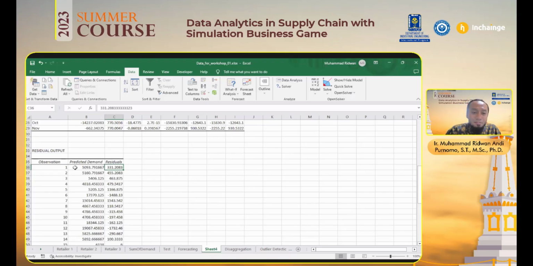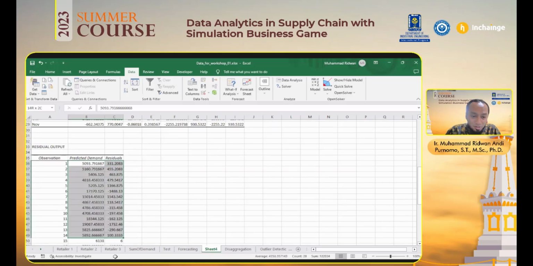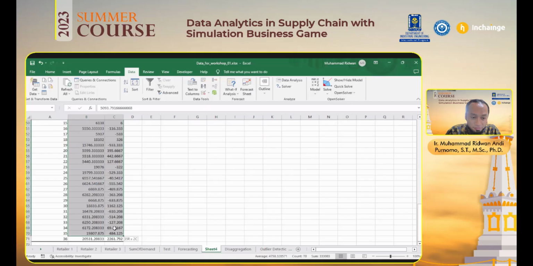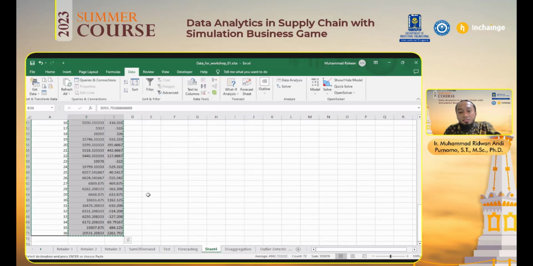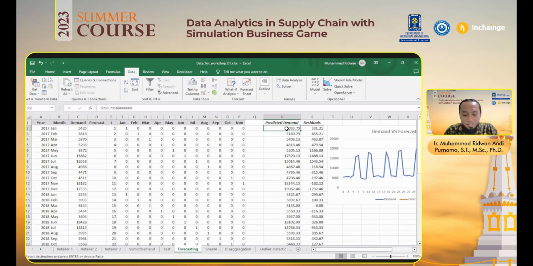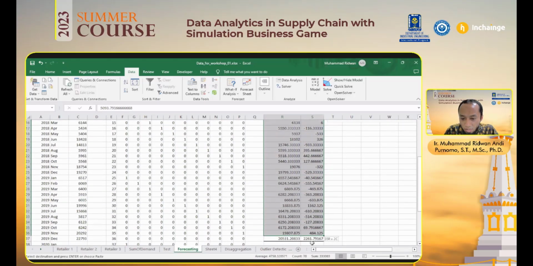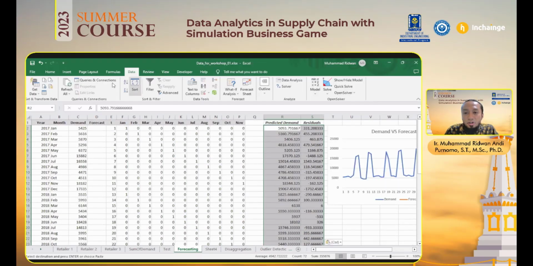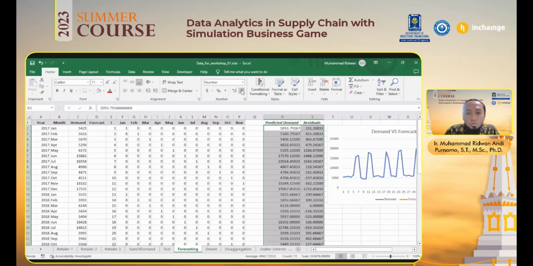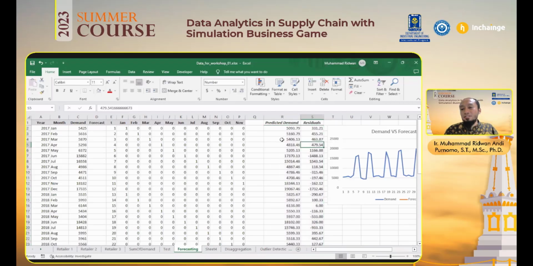Okay, so here we can copy this one because we have different sheets. We do the forecasting in the forecasting sheet. So here I copy and paste here. And after that, because we want to reduce the number of decimals, let's say we reduce to 2 digits, like this. Okay, now it's nice. Now we can try to compare. This is the demand, this is the predicted demand. It's very close. This is the real demand, this is the predicted demand.